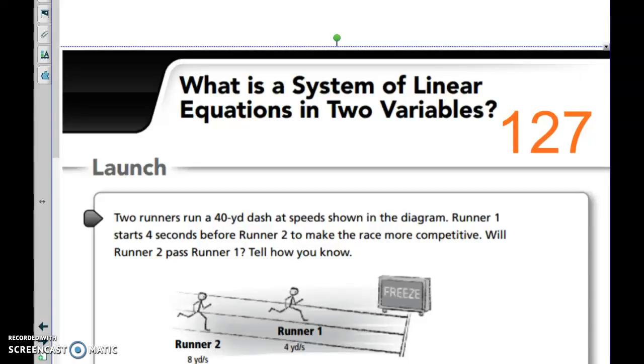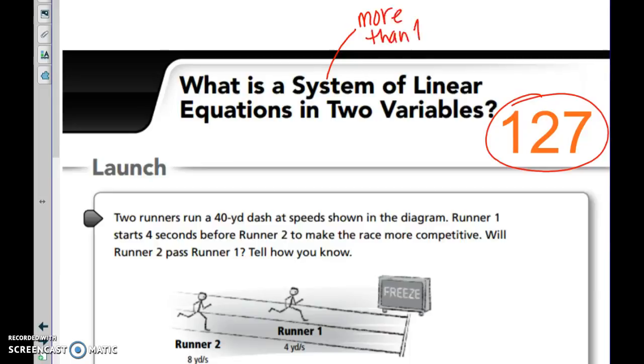Okay, we are starting topic 6. Please everyone turn your books to page 127. We're going to start systems of linear equations. So what is a system of linear equations? Well, a system just means more than one. And linear, of course, means line.